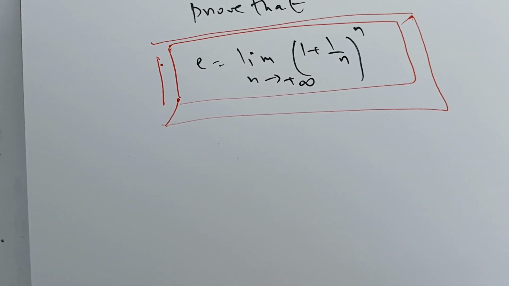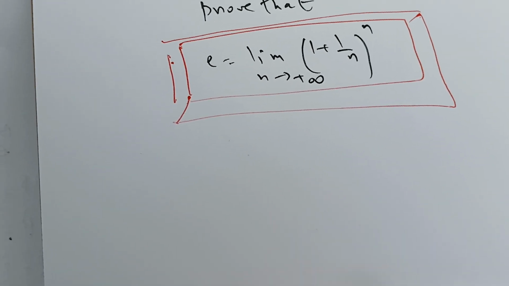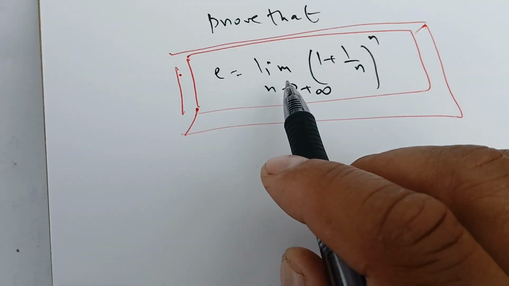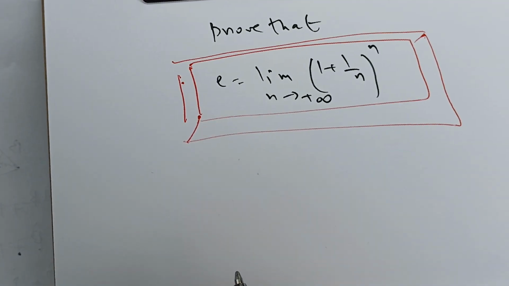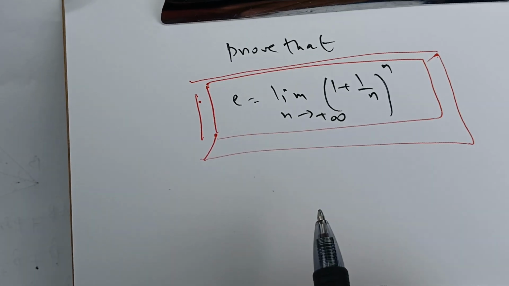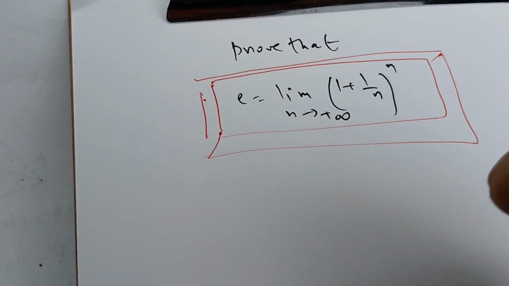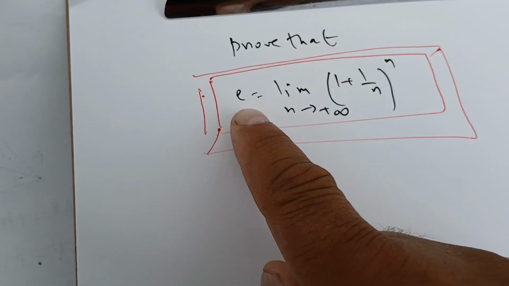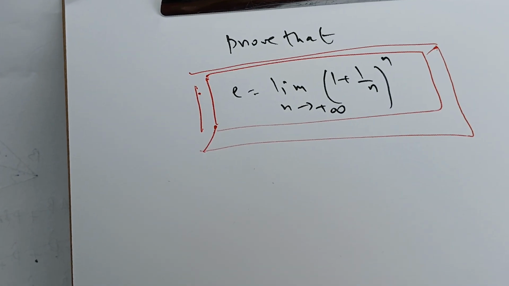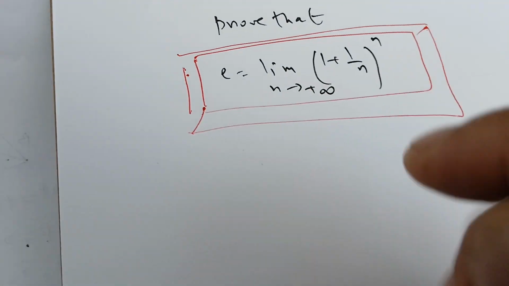Okay, in this video, we're gonna prove the following result. We're gonna prove that e is given by this limit. It's very surprising that when you add 1 to some small quantity and you take it to the power n, you get this fixed number e. Okay, we will see where we get this one from.